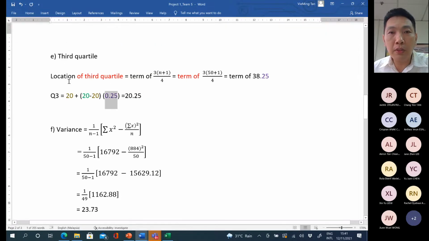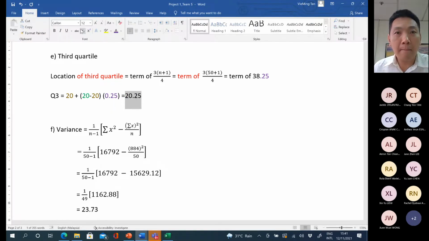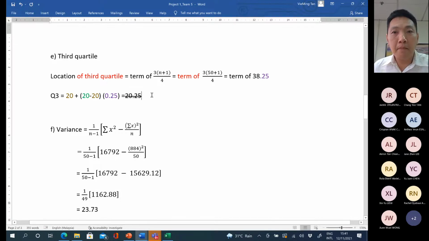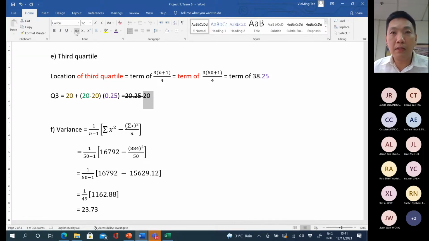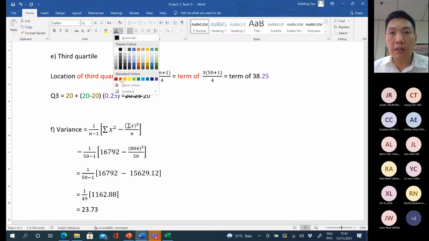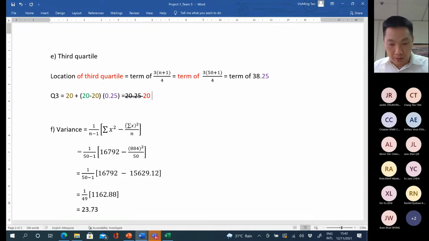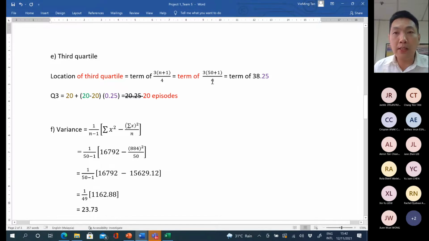So you may find that actually 20 minus 20 is 0. 0 multiplied by 0.25 is 0. 0 plus 20, the answer is 20. So this one got a mistake. The answer should be equal to 20 episodes in this case. So this one maybe I use another color, I use red. Episodes. Because the final answer is wrong but the workings are okay, you can get 1 mark for this working.